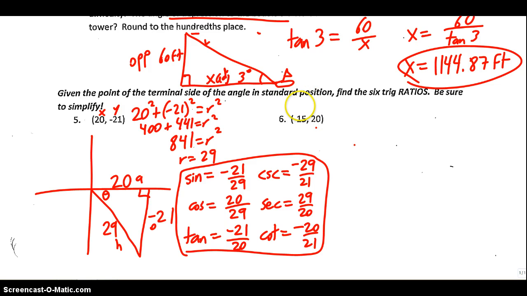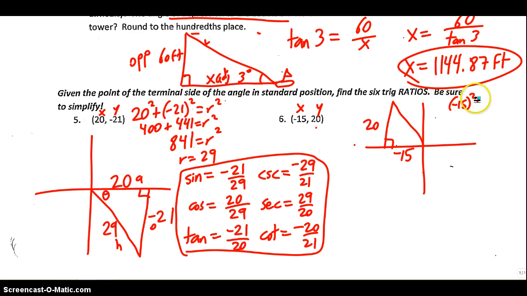All right, negative 15, 20. This time the X is negative and the Y is positive. That means we're in quadrant 2. So X is negative, negative 15. Y is positive 20. Once again, you're missing the hypotenuse, so you have to find it using Pythagorean theorem. Negative 15 squared plus 20 squared equals r squared. Negative 15 squared is 225. 20 squared is 400. So you end up with 625 equals r squared, so r is 25. That's nice. R is 25. Once again, no radicals. If there are radicals, make sure you rationalize your denominators.